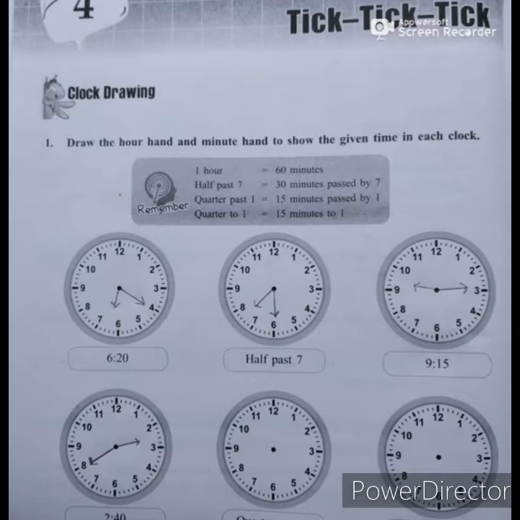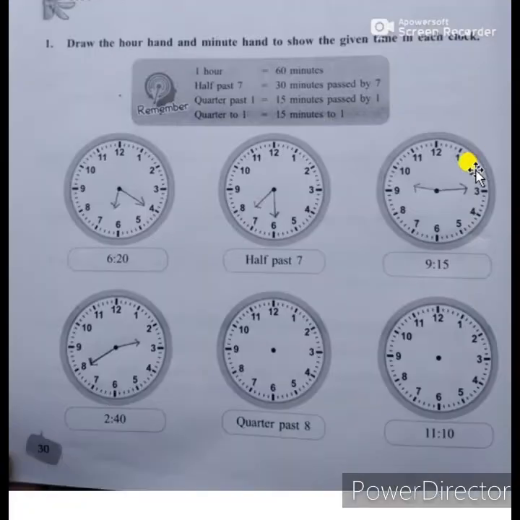Now the next watch we have to show half past 7. Half past 7 means the hour hand should be between 7 and 8 and the minute hand should be exactly on 6. This is half past 7, or we can write 7:30.